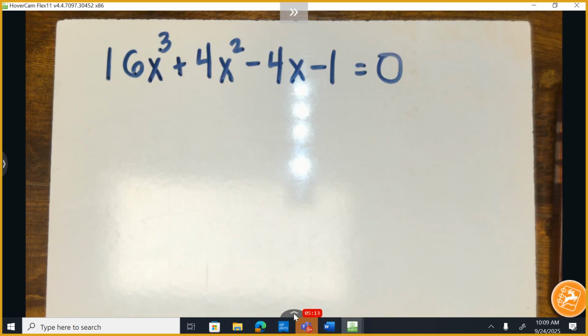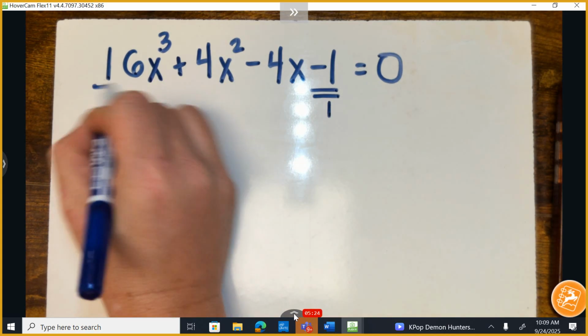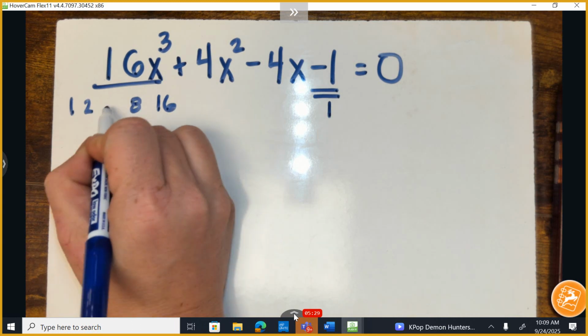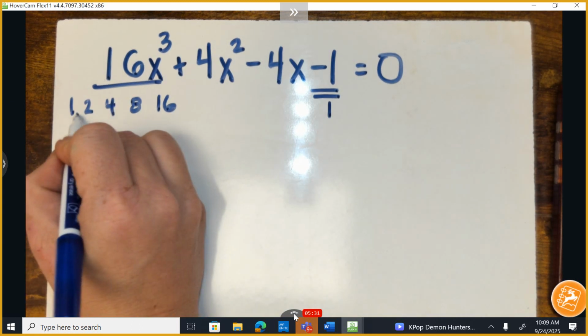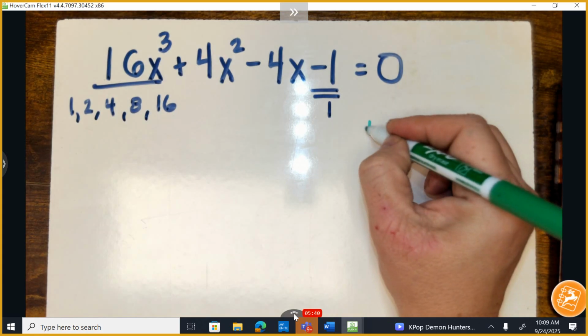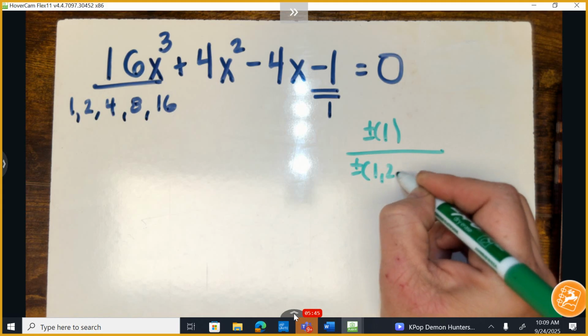Okay, our goal is to solve this. Sometimes we can do that by factoring, and that may be the case here, but since we're working on understanding how to apply synthetic division, we're going to use that method. Factors of 1 would be 1, factors of 16 would be 1 and 16, 2 and 8, and 4 and 4, but I only need to list the 4 once. Now I'm going to list all the possible solutions or possible roots. We always take the factors of the constant over the factors of the leading coefficient.